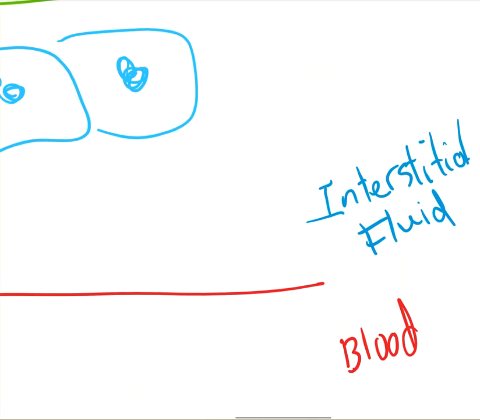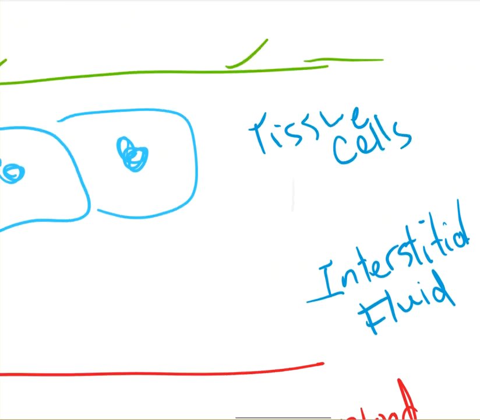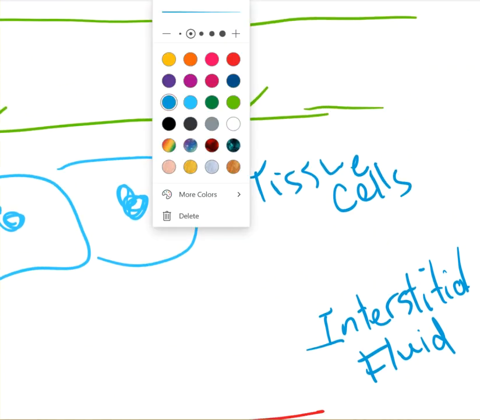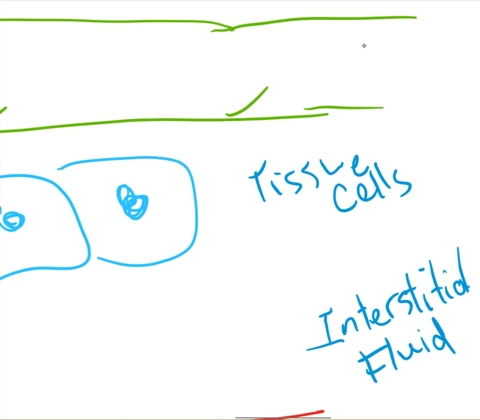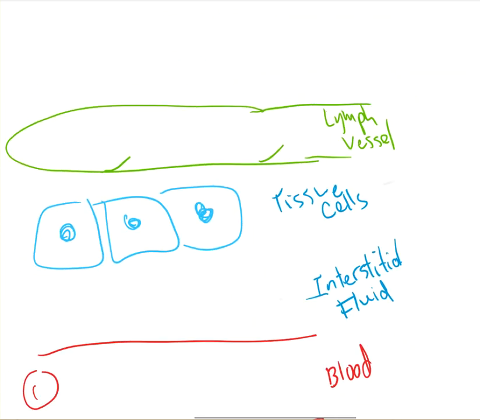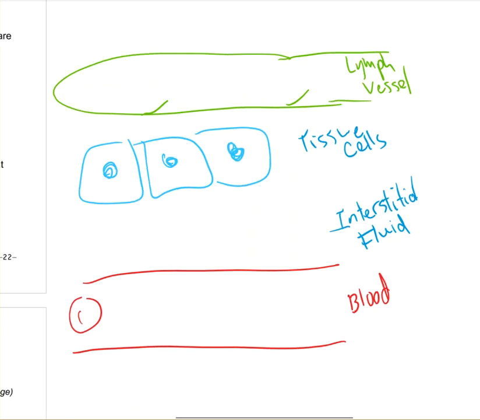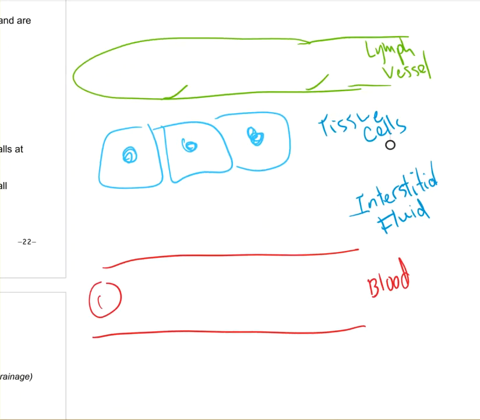Okay, we have tissue cells. And then up here at the top, we have a lymph vessel. Okay, that's a lot. Now, the first one that we just talked about, HPC, and we'll do all these in black, or at least this part in black.